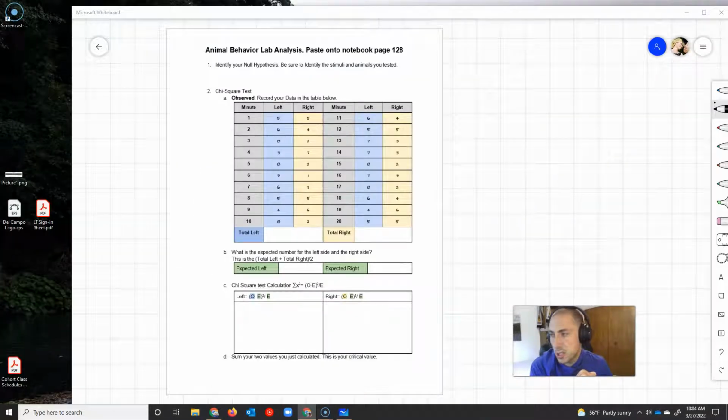So this is our choice chamber that we did on the day previous, and now we're going to go ahead and take those results. This is the data I collected and analyzed statistically. So I'm going to zoom in so I can write a little bit better.